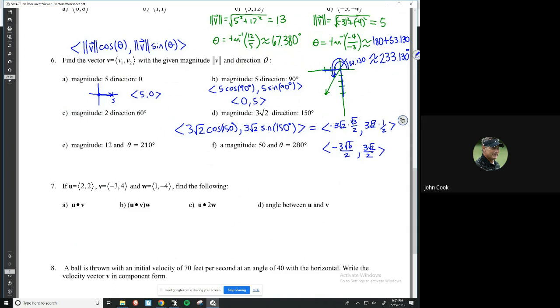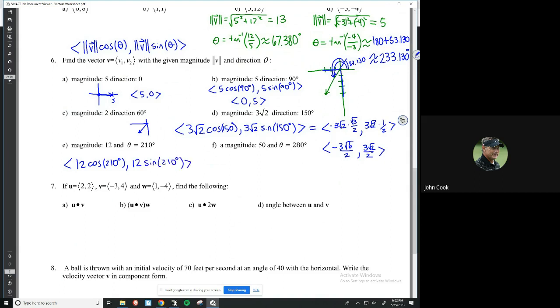Right? Let's see. Direction 150. Sine is a half. Cosine is negative square root of 3 over 2. Yeah, that's right. Okay, so there you go, there's D. Let's see. E is the magnitude of 12, and then theta is 210. So 210 is in quadrant number 3, so I just got to remember that I'm going to have a negative x and a negative y for my vector. Okay, so I've got a magnitude of 12 and then cosine of 210, and then a magnitude of 12 and a sine of 210.